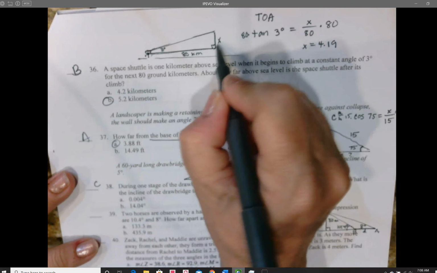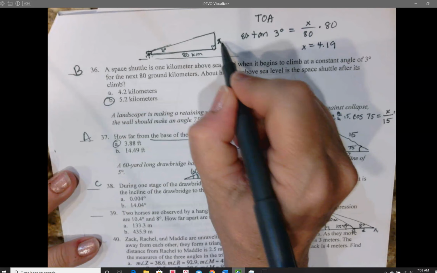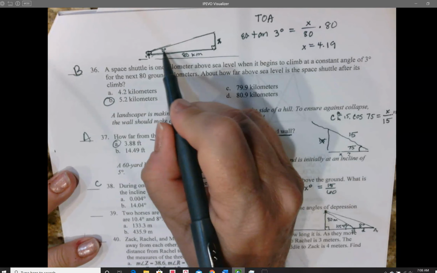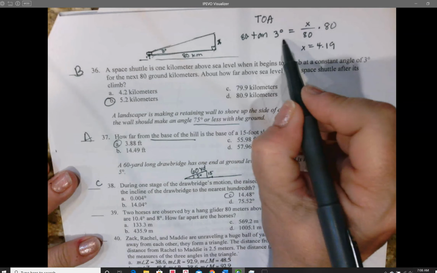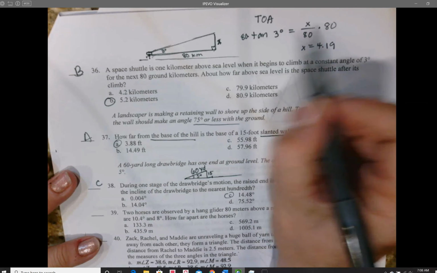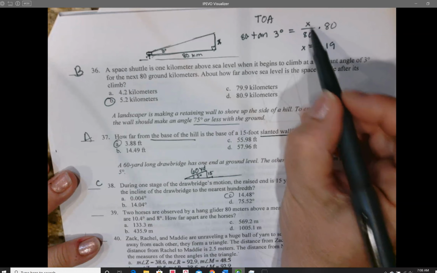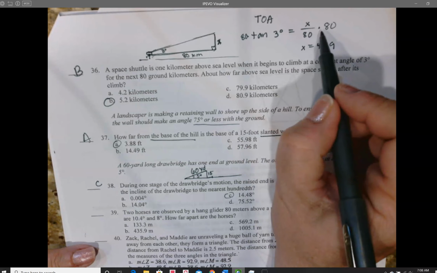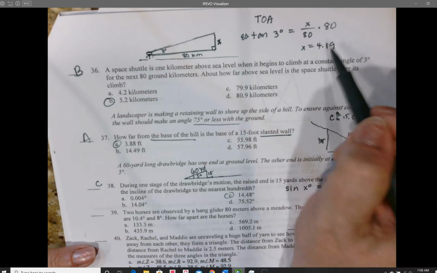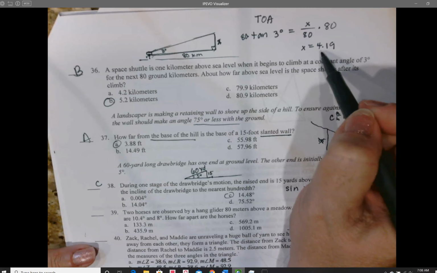So when I draw my right triangle, I make my height over here, and with my 3 degrees, I have an opposite and an adjacent. So I would use a tangent ratio. Tangent of 3 is x over 80, where x is the opposite. And then to get x by itself, I multiplied by 80 on both sides, and I got x equals 4.19.